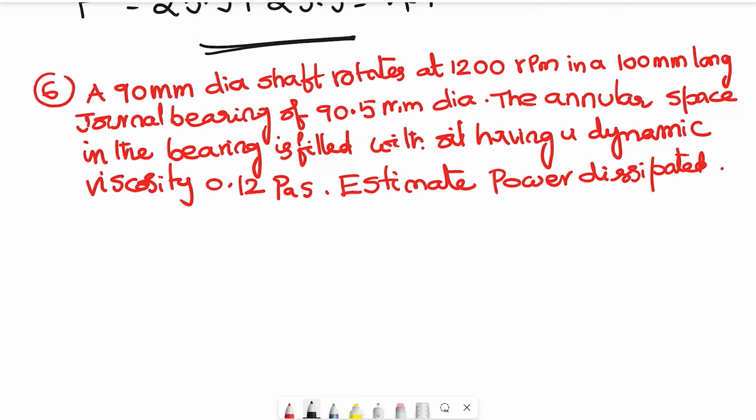So that's how, in each problem we give, there is something extra you should understand. In this problem, one more point I brought in: the power dissipated, which is one of the most important things we are generally interested in. So how to go about that, we will see. First, the rotating shaft is 90 mm, so what we should write first is the solution.